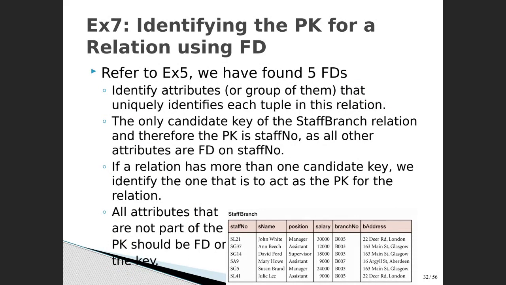What is the primary key here? Anyone can tell? The candidate key that uniquely identifies each tuple. What is the candidate key? The only candidate key that uniquely identifies each tuple. Which one from the staff branch relation? Which one?